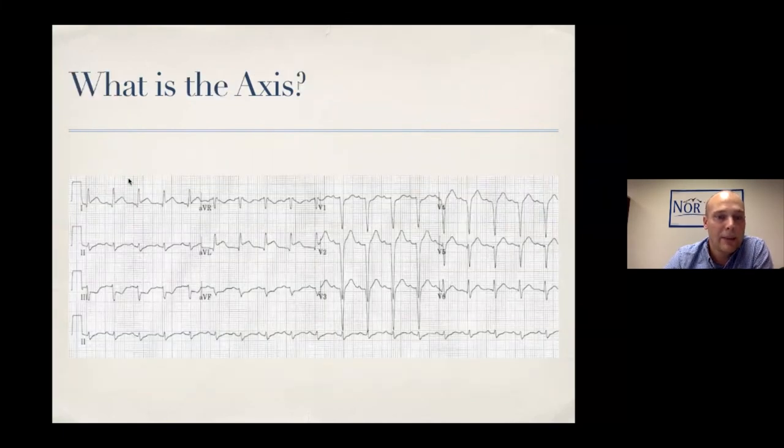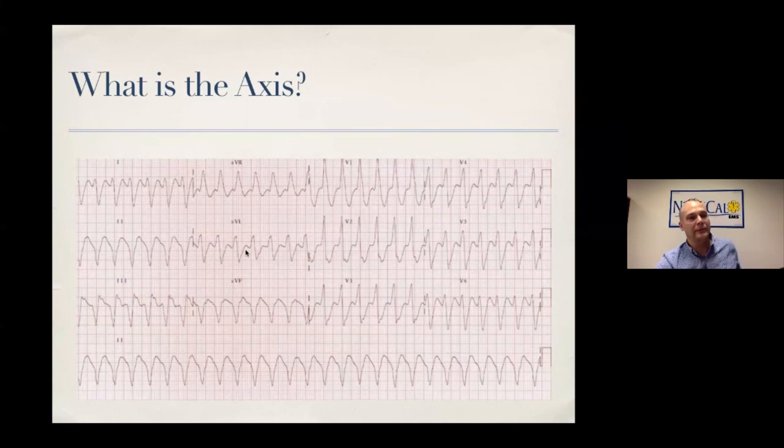So here's an example. If you look at this, they are not all upright. This one is down. So if they're not all upright, that means I know there's an axis shift. So I see one is positive. So that's left. If I put an L right here, I would go to the left shoulder, and that's positive too. So that's a left axis there.